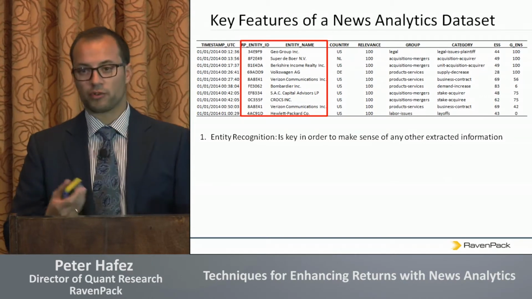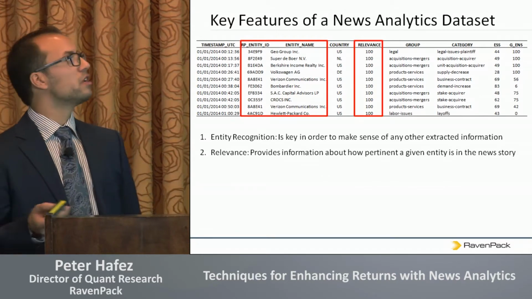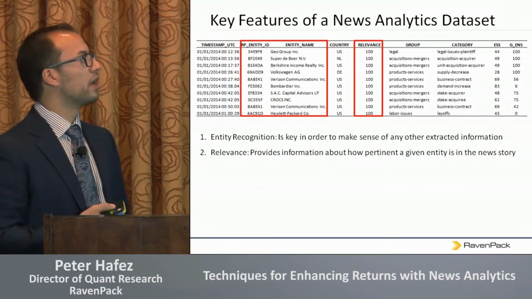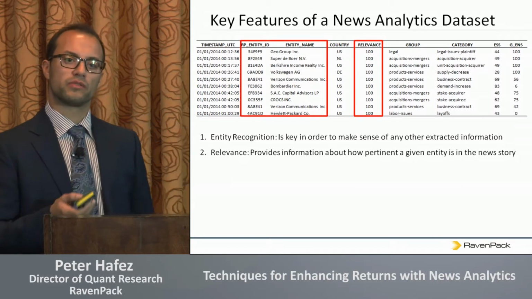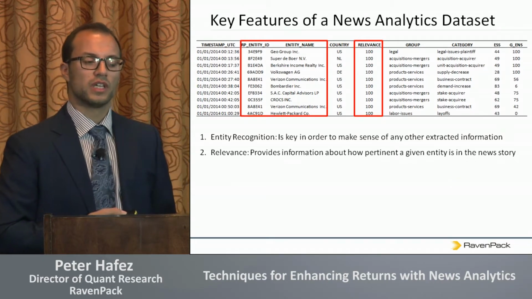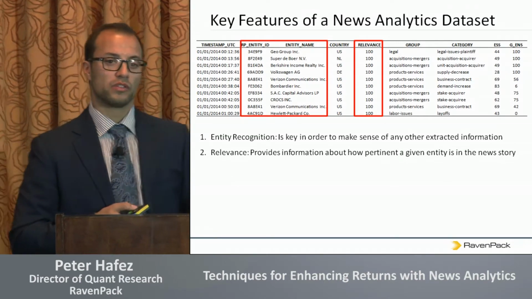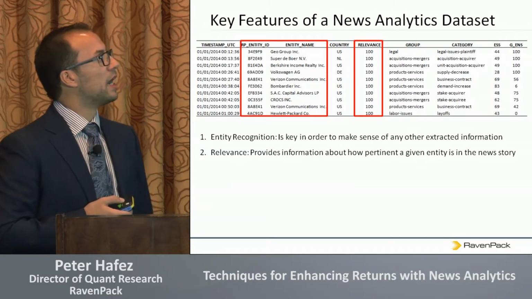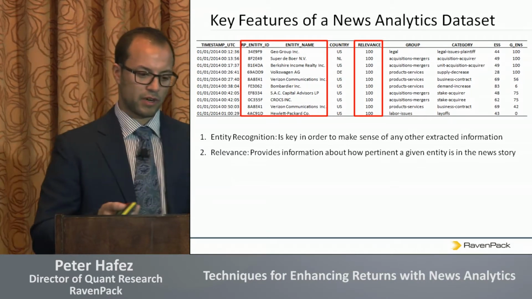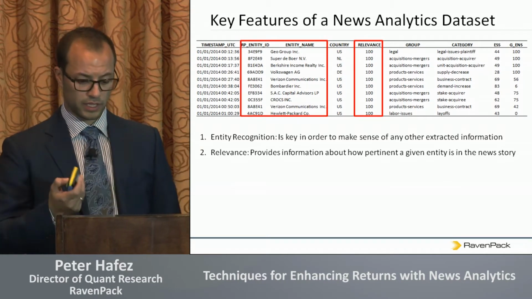The second attribute is relevance. And this is not about whether it will move the stock price or not. It's more related to how pertinent is the entity in the news story. So is it relevant to that company or not? It may be that there were 5 companies mentioned in the same news story, but it's not necessarily equally relevant to all of them. It's a relatively advanced, or quite advanced, can you say, analytic.